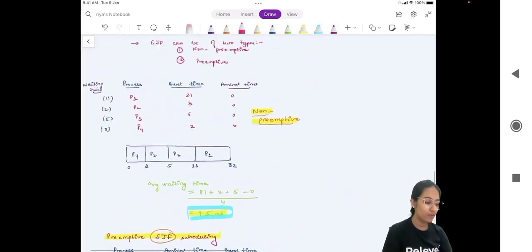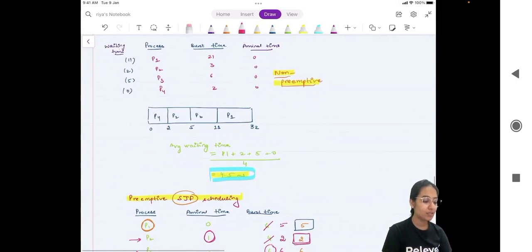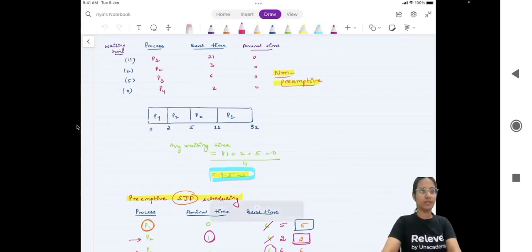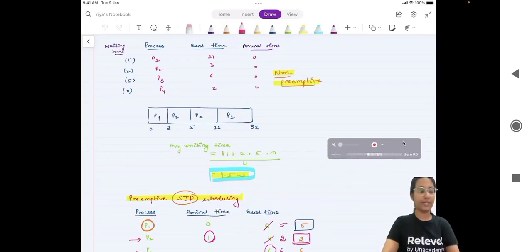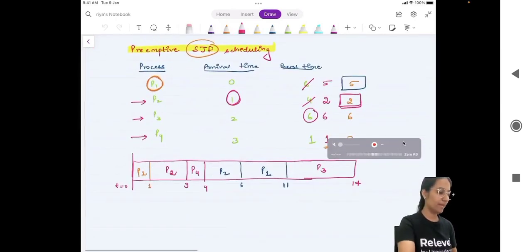Okay, sometimes in interviews and in tests, you might be asked the preemptive version or the non-preemptive version. So for that, you should know both the processes as well. And now one more thing over here, as in how to calculate the waiting time in terms of preemptive as well.